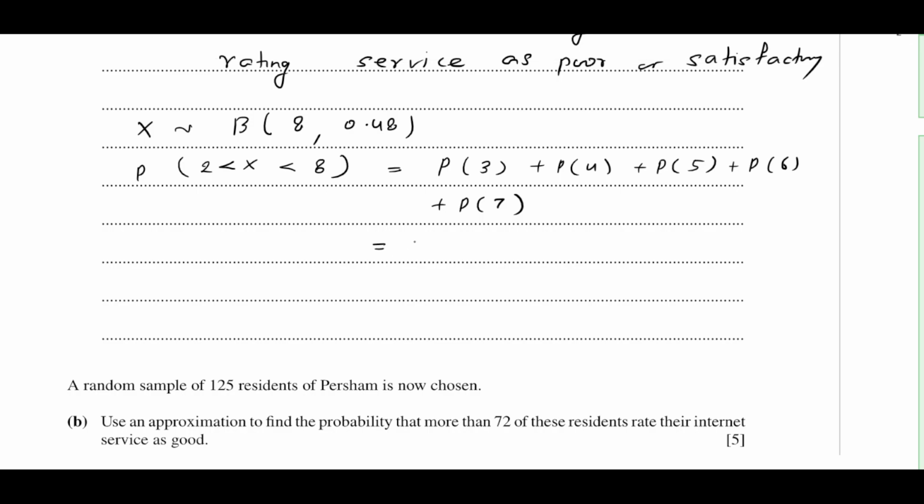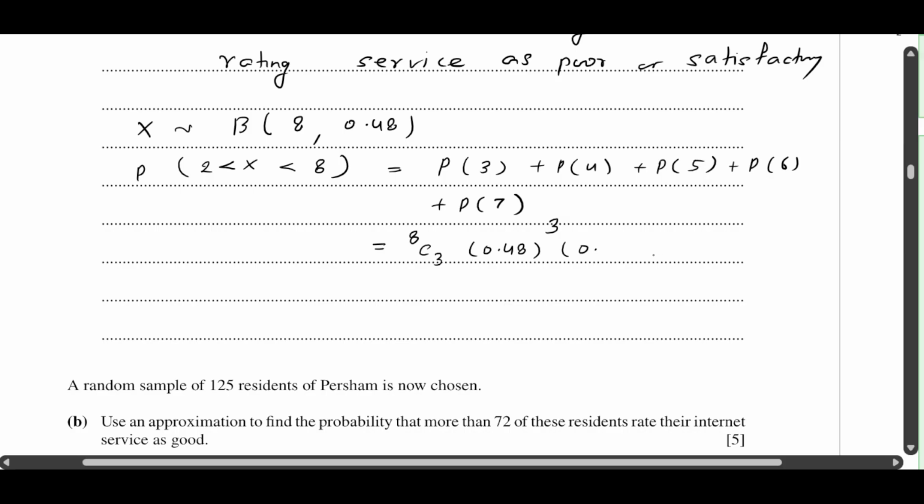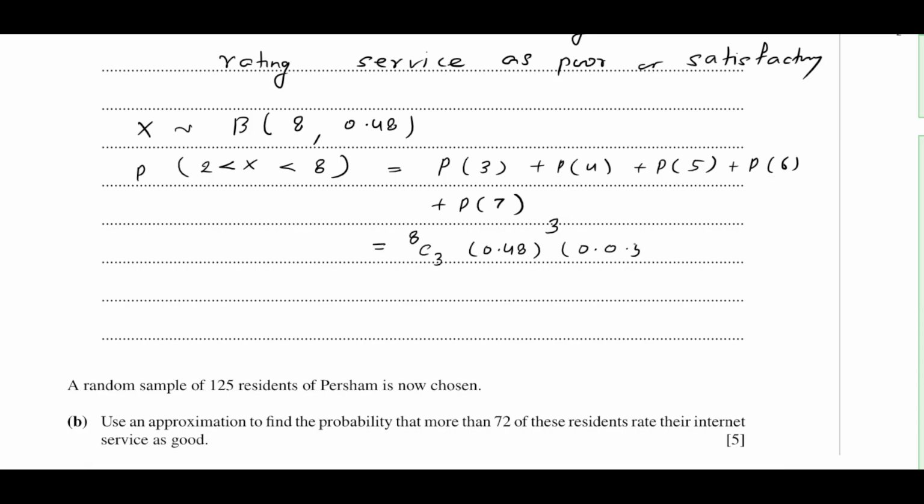So now the formula: P of 3 is 8C3. Now your probability is 0.48, 0.48 power 3, into 0.52. Now Q is what? 1 minus P, 1 minus 0.48. So 1 minus 0.48 is 0.52. 0.52 power 8 minus 3, which is 5. Okay, and we continue like this.